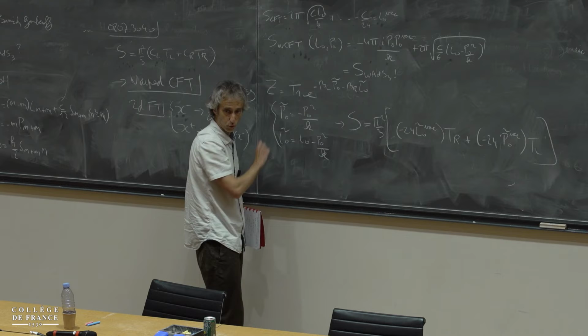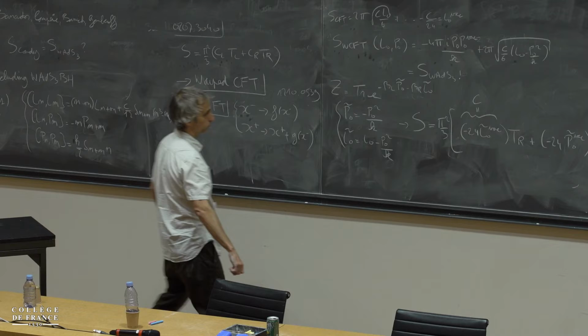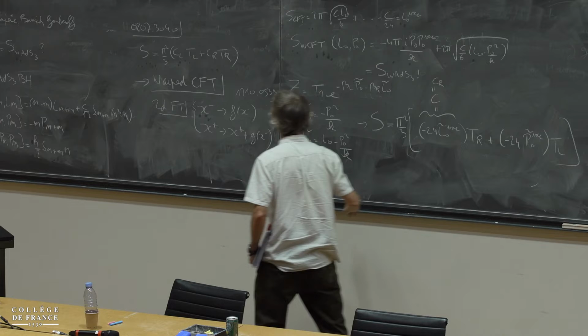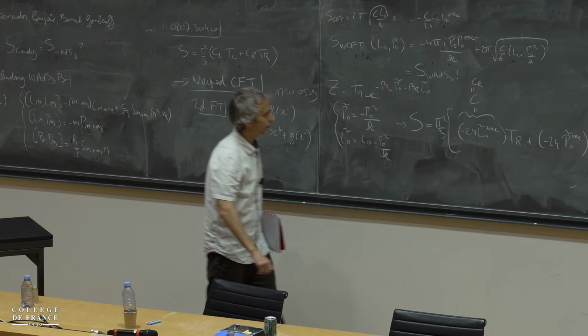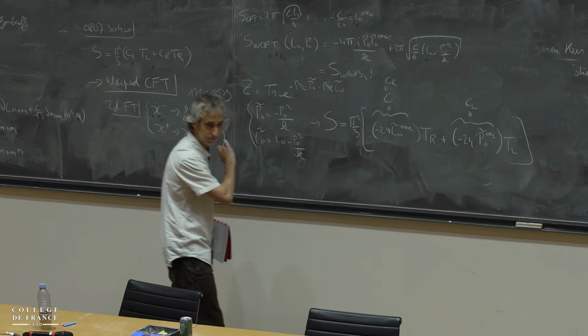What's interesting is that in a warp CFT, this is what we call C. This is what appears here. This is actually C right, the C right that appeared in the paper by Henneaux and collaborators. And this quantity here, P0 vac, we know what it is for the warped AdS3 black holes. We know what P0 tilde vac is, and numerically this coincides with C left, the C left that they found.